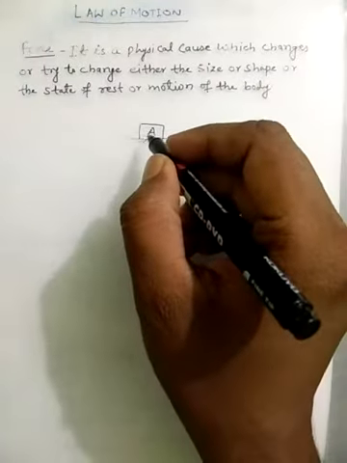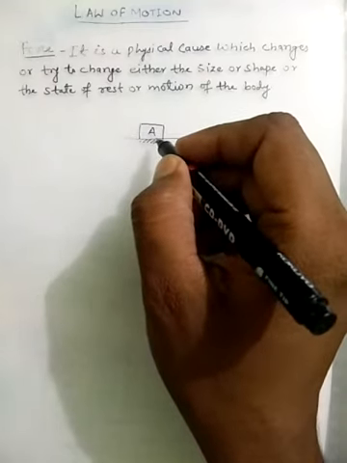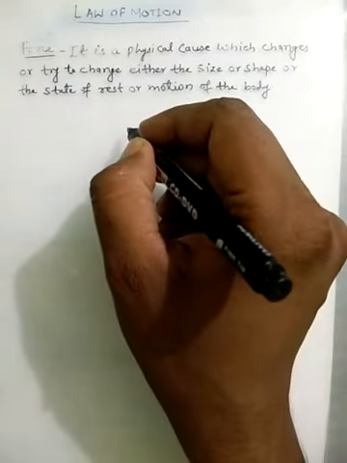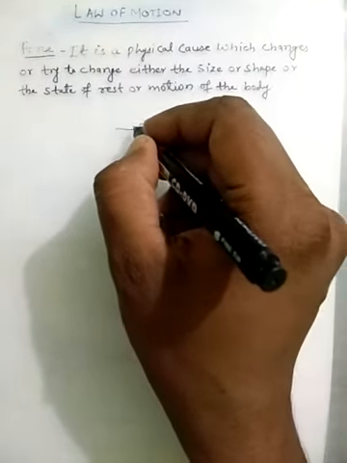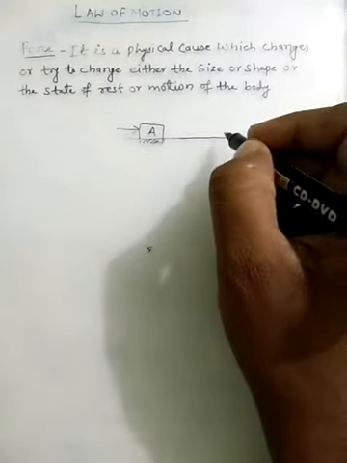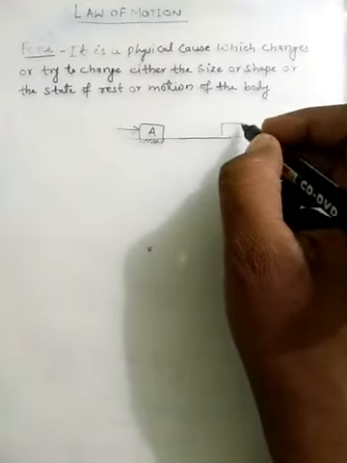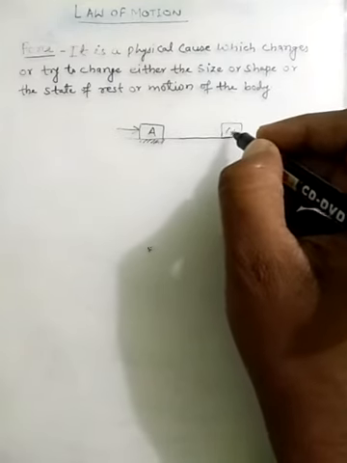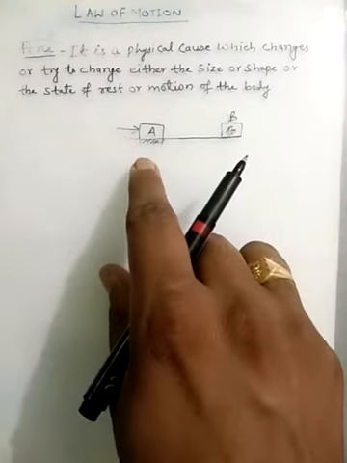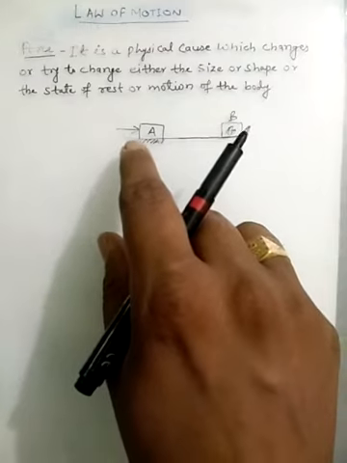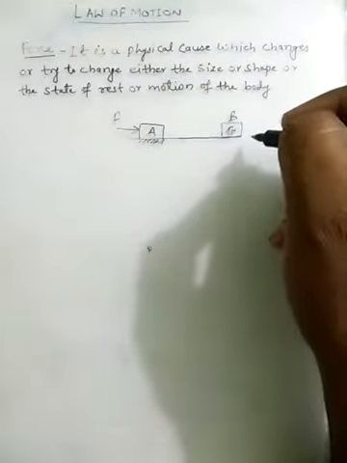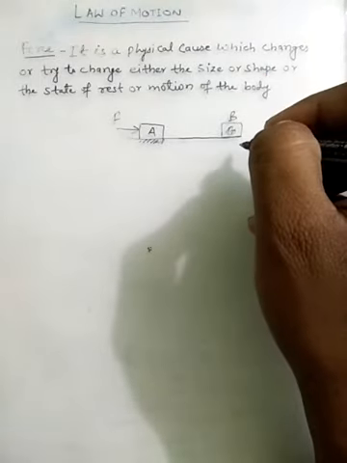Here, assume that an object A is at rest on a horizontal plane, and if force is applied on it, it changes its position from A to B. It reached point B. This represents that due to force, the object changes its position from one point to another point.